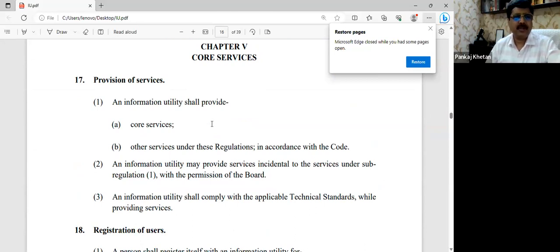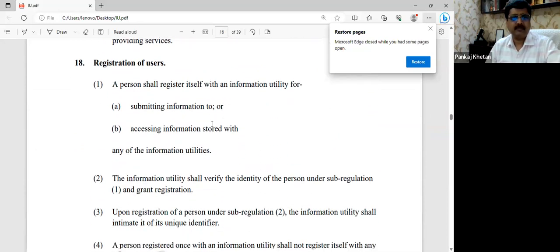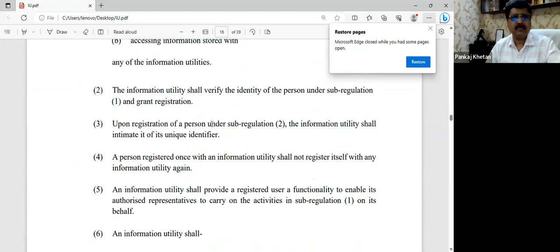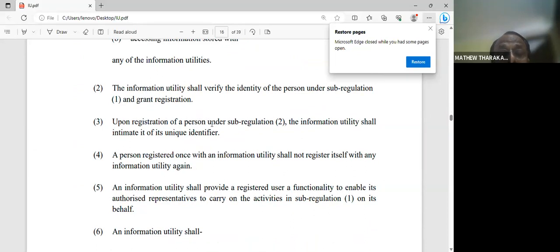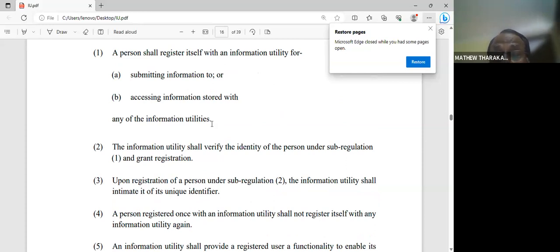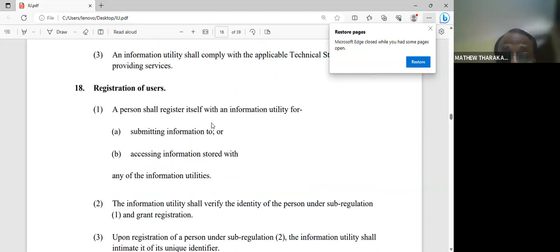Yeah, registration of user, next, 18. Please go slow. Yeah, next, it's the procedure. That a person registered with one IU should not register with another IU. Is it? Why is it restrictive?